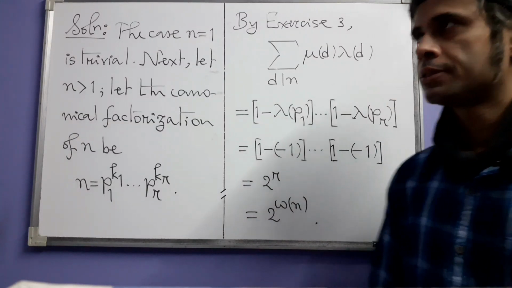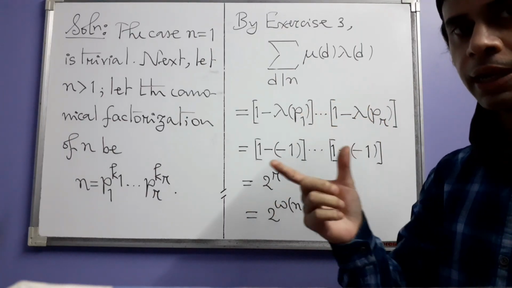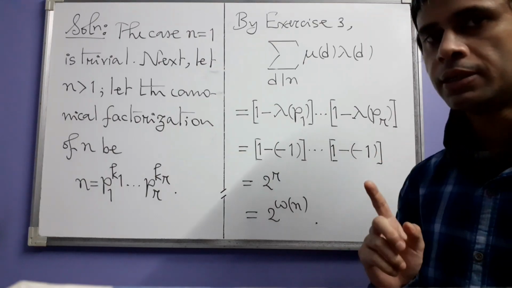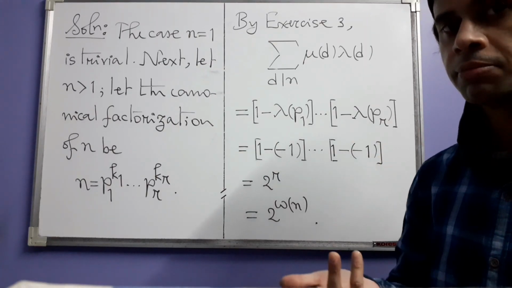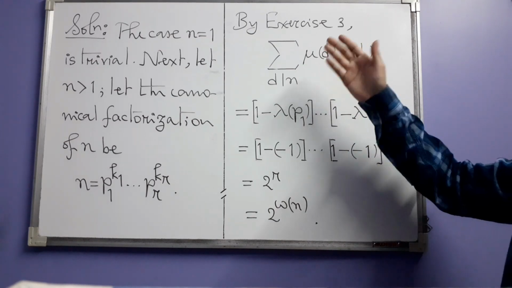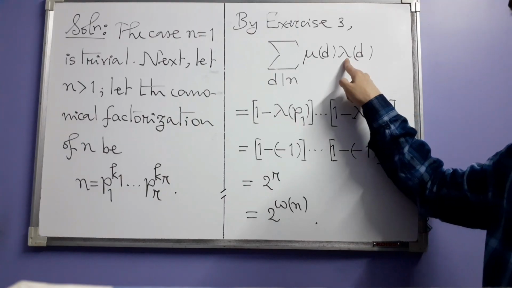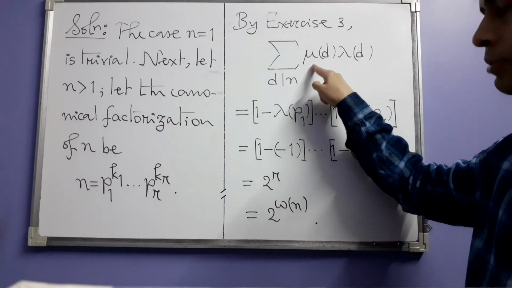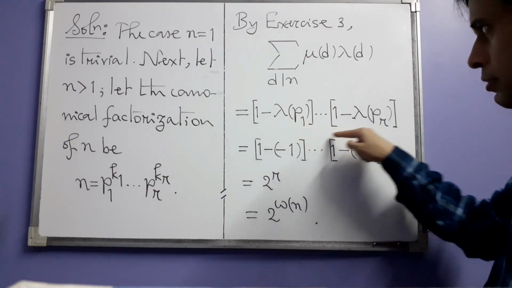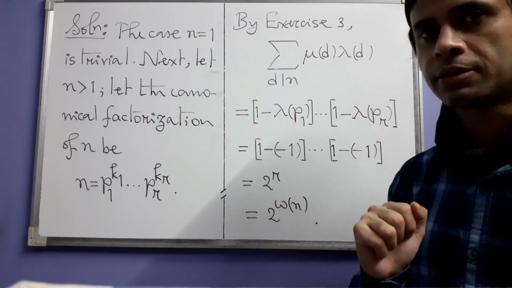So by exercise 3, in place of this sum, which is the left hand side of our identity, we can write this product. But the question is, why? Why are we able to use exercise 3 in the first place? In exercise 3, if you go back and see what it was, there was a general multiplicative function f here. Here we had mu, but here we had f. And the exercise tells us that you can write this product.